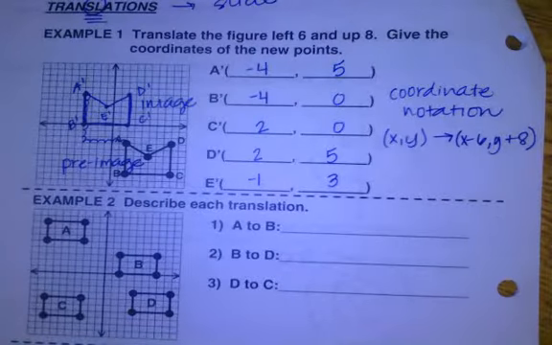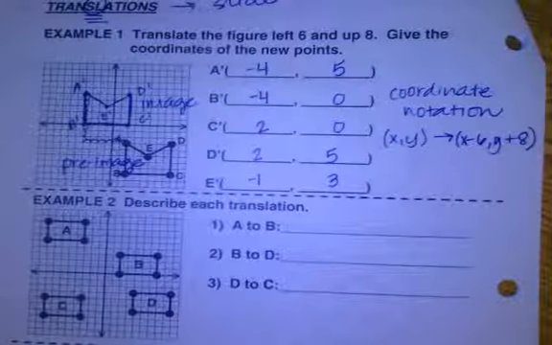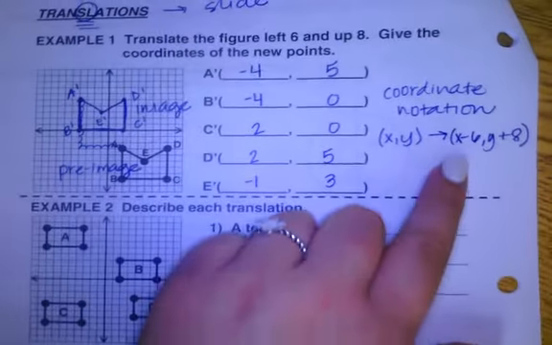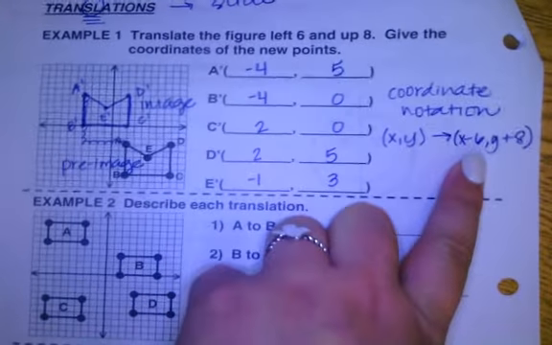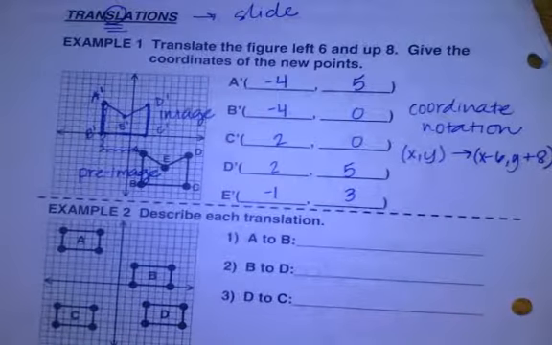Okay? Left and down are negative. Right and up are positive. Make sure you pay attention and don't accidentally switch them and say x plus 8 and y minus 6. Okay? All of your movements left and right affect your x values. All of your movements up and down affect your y values.